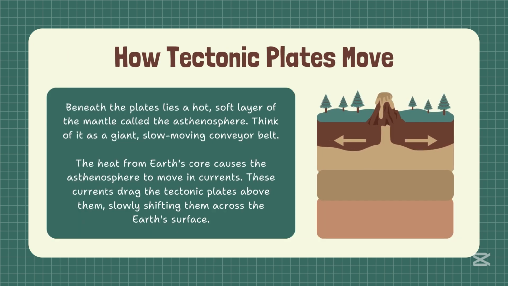The plates move because of convection currents in the mantle. Inside the Earth, it's super hot. Heat causes molten rocks to rise. Then it cools and sinks. This cycle pushes and pulls the plate in different directions, kind of like a conveyor belt.